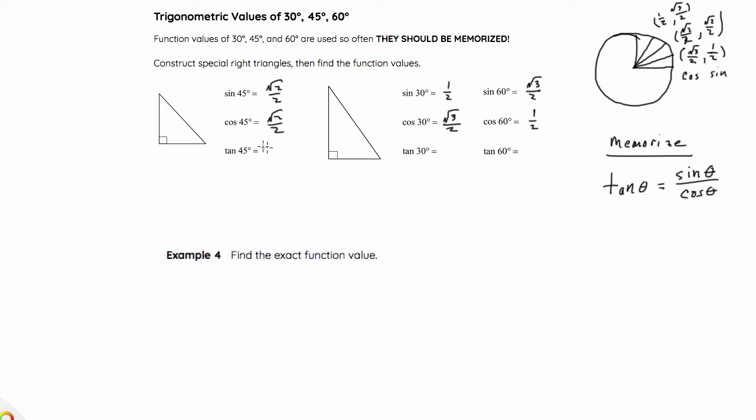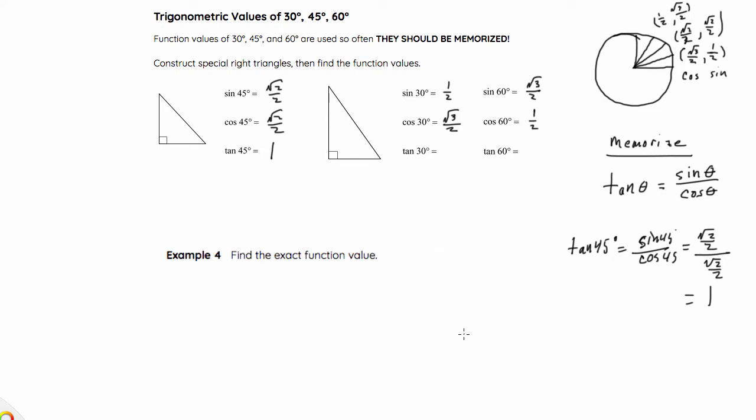So let's do that for the 45. So we have that the tangent of 45 is equal to the sine of 45 divided by the cosine of 45. Okay, sine of 45 is root 2 over 2. The cosine of 45 is also root 2 over 2. And we should know that any number divided by itself except for 0 is 1. So the tangent of 45 is 1. Okay, that was pretty easy.